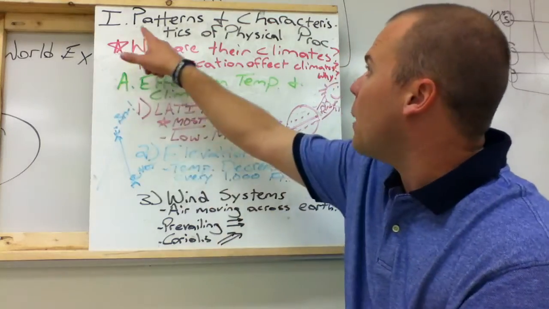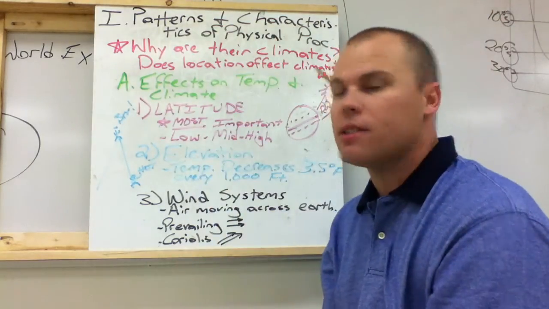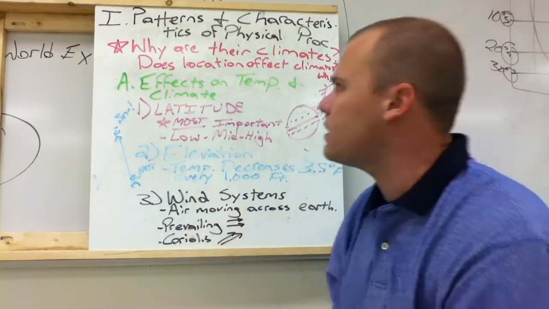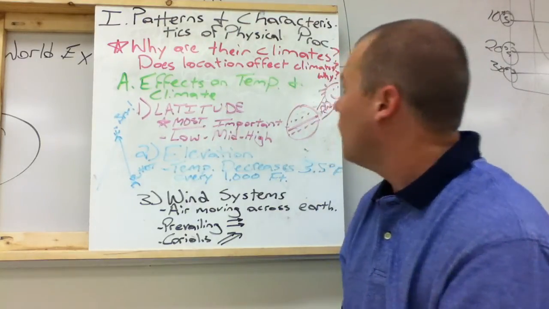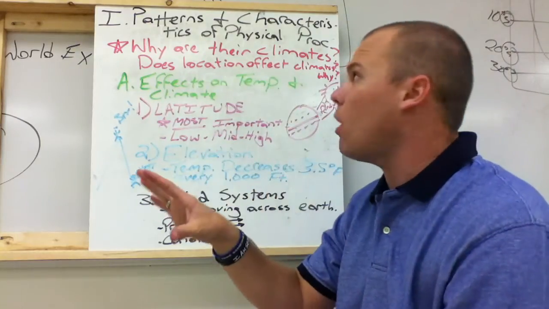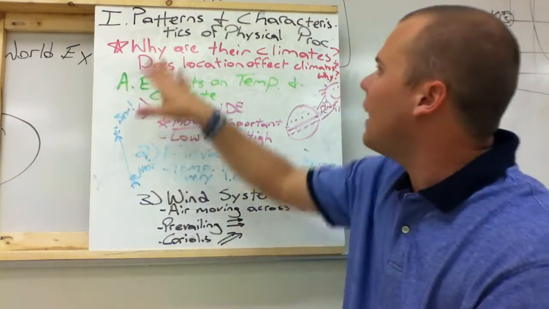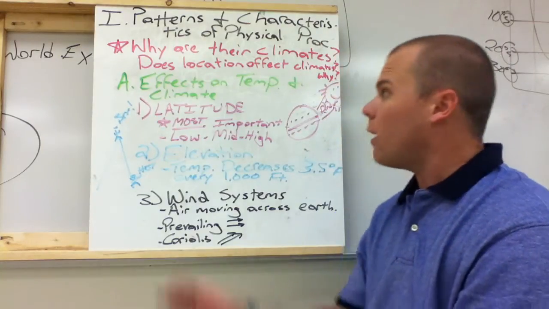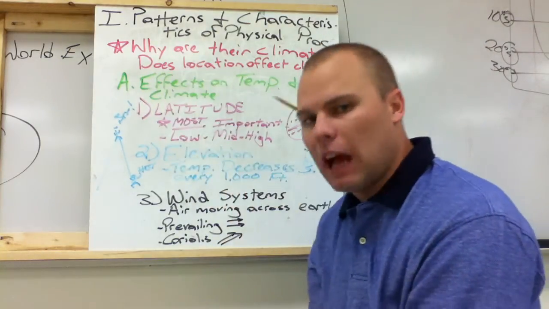Today we are going to be looking at patterns and characteristics of physical processes. I've abbreviated here and it's kind of extended over. I'm running out of board. But we're looking at the physical processes from last unit, and how the different patterns and characteristics make that up. Your essential question for today is, why are there climates in the world?